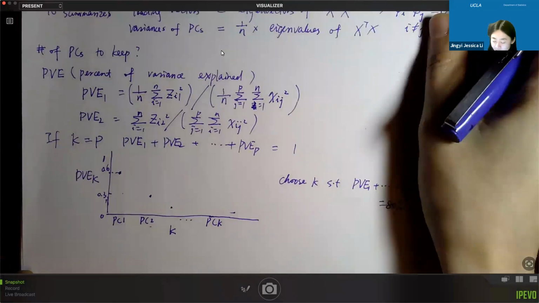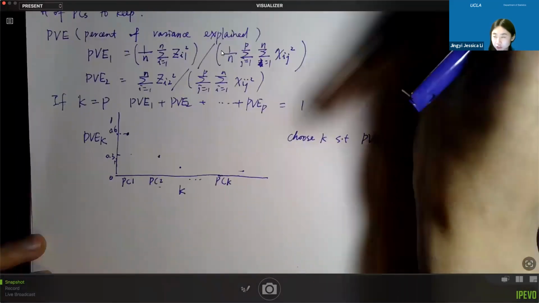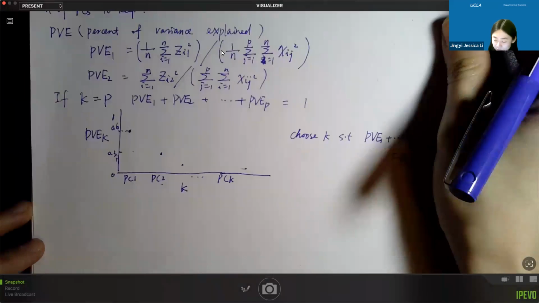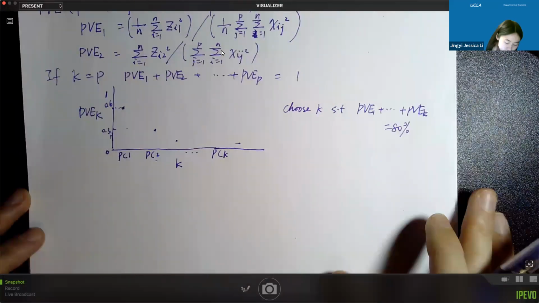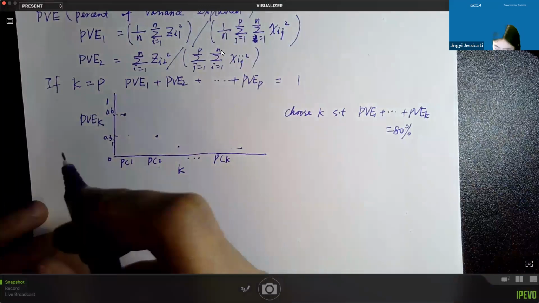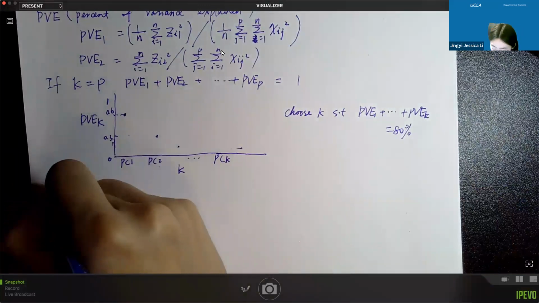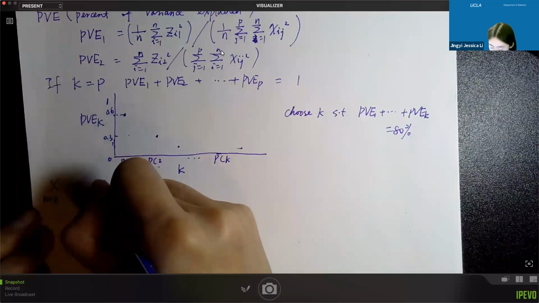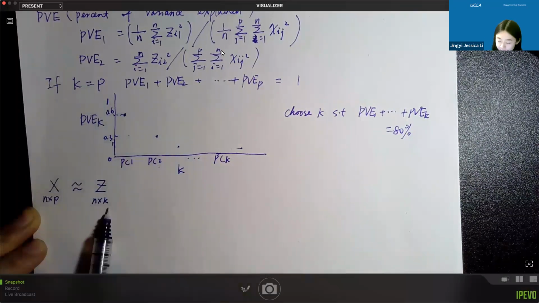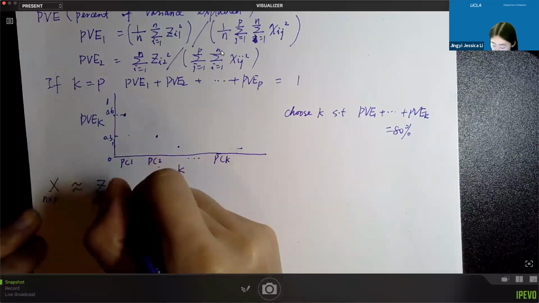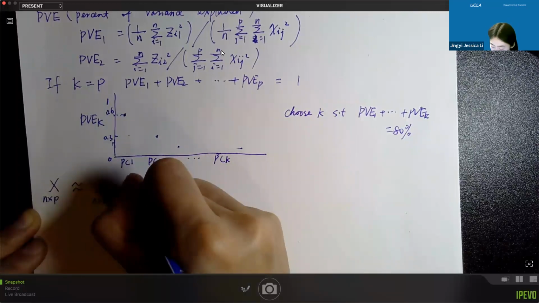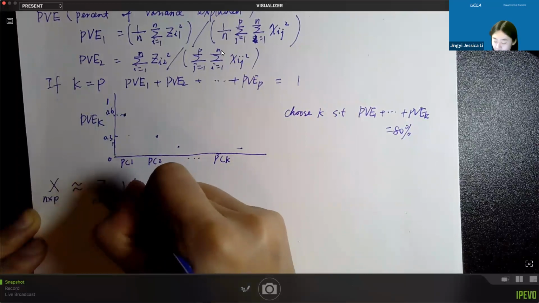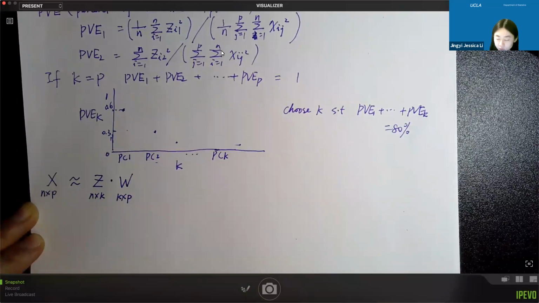A question I got after last lecture is about the interpretation of the loading matrix and the score matrix. So let's continue there. Given my notation, X is M by P, and we want Z, which is M by K. By matrix multiplication, Z must be multiplied by something that is K by P. I'll call that W, a K by P matrix. Then what is W exactly?